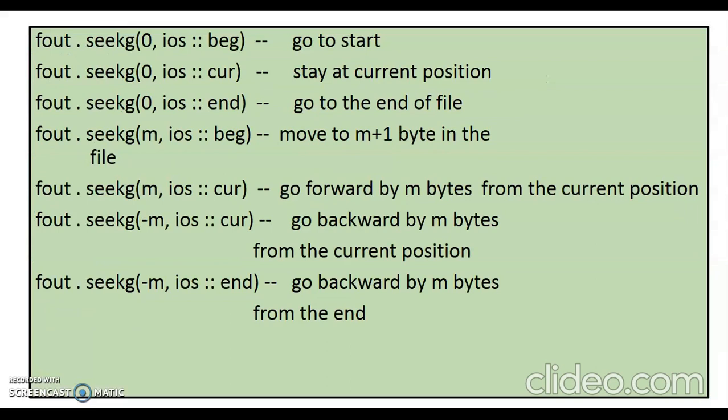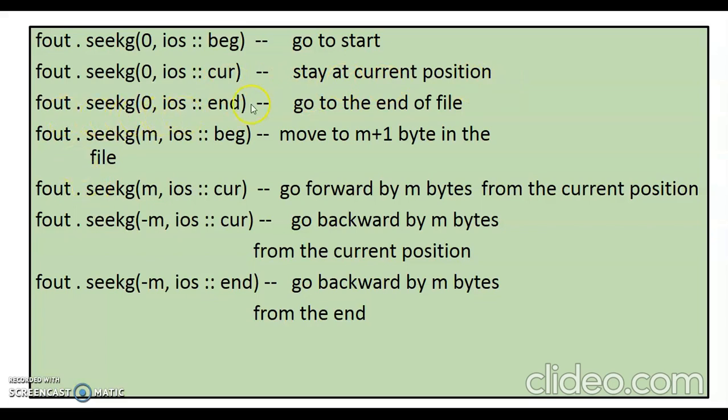So here are some examples of this. For example, fout is an object of stream. fout.seekg(0, ios::beg) means your seekg will be at the 0th byte from the beginning, so it will go to the start of your file. Similarly, fout.seekg(0, ios::cur): wherever you are at the current position, it will go 0 bytes from the current position, so it will stay at the current position.